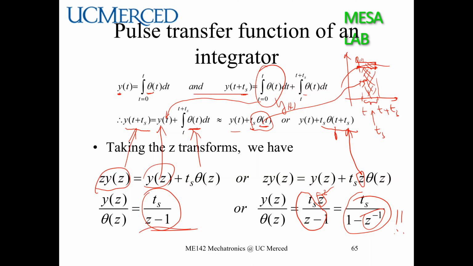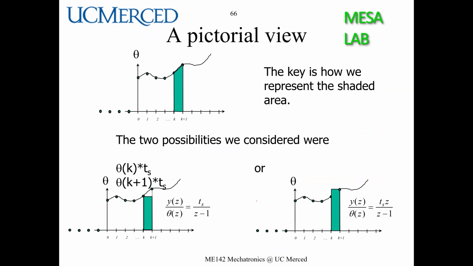So both are called integration. y is the integral of theta. So with theta integration, you get y. But in discrete time, you can put this one as 1 over s or this one as 1 over s. Both are integration approximations. So this is more of a pictorial view of how we represent the shaded area.